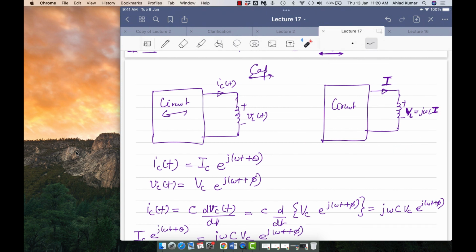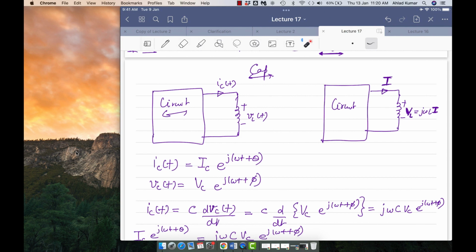When you solve AC circuits, we will actually not solve these types of things. We will be solving these, where the currents and the voltages are represented by bold I and V, which are the phasor representations having internally angle theta and angle phi. Okay, so this is for the capacitors and inductors. Any questions here related to this?